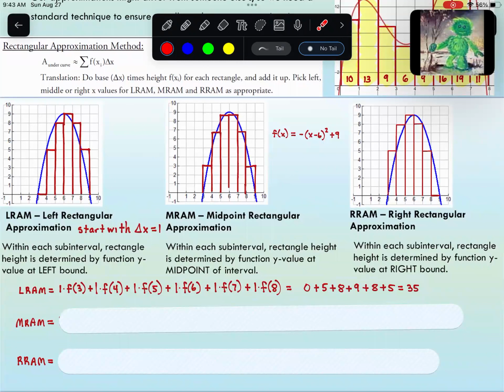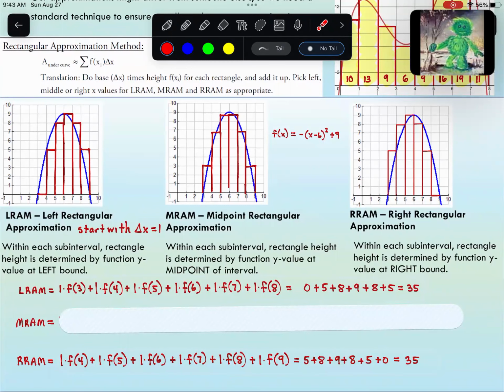In fact, you get a bit of a mirror image effect due to the symmetry of the blue function as you construct these right rectangles. Eventually, the final subinterval from 8 to 9, the function has a height of 0 at 9, so we have a 0 area rectangle again. And because of symmetry, it turns out that the RRAM final approximation is the same as LRAM. But let's not get ahead of ourselves. This is due to symmetry. We should not expect that LRAM and RRAM are always coming out to be the same.